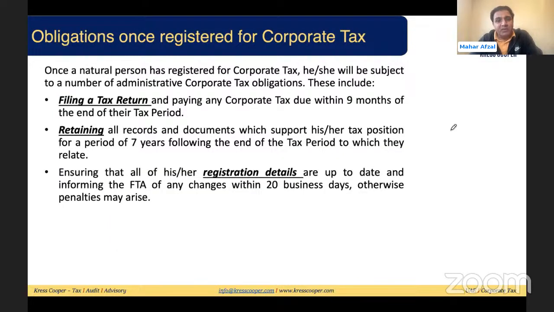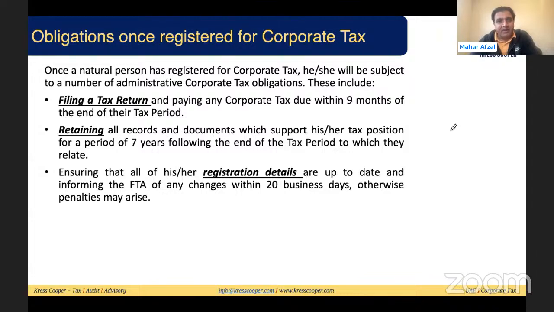Once you are registered, you are liable to submit the corporate tax return within 9 months from the end of the relevant tax period, and you will be liable to pay the tax amount as well if the amount is due. In case of any losses, the losses can be carried forward. A refund will be adjusted in the future as well.